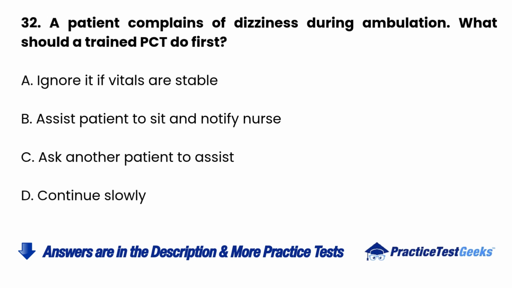32. A patient complains of dizziness during ambulation. What should a trained PCT do first? A. Ignore it if vitals are stable. B. Assist patient to sit and notify nurse. C. Ask another patient to assist. D. Continue slowly.